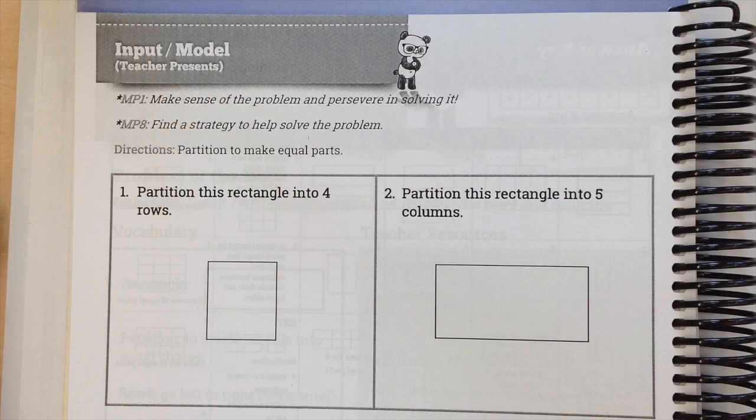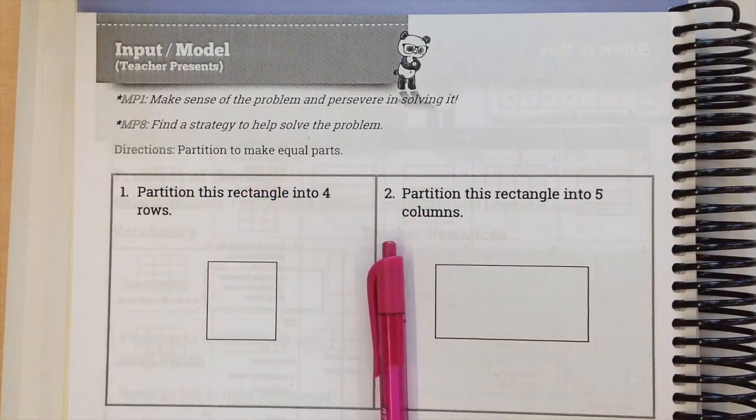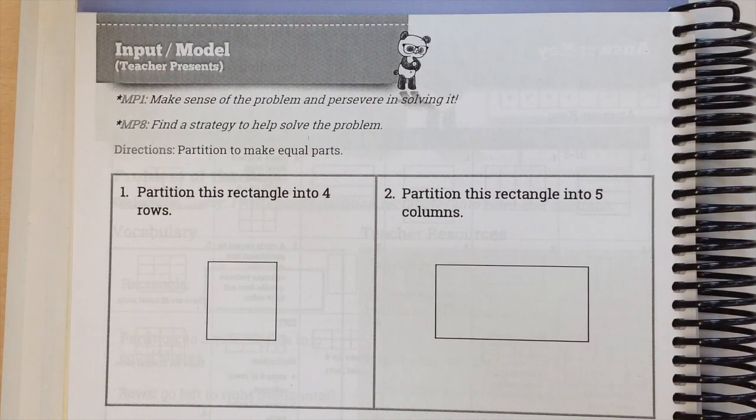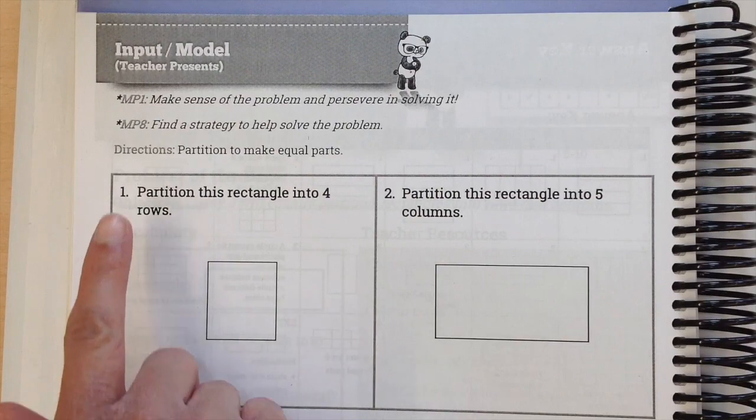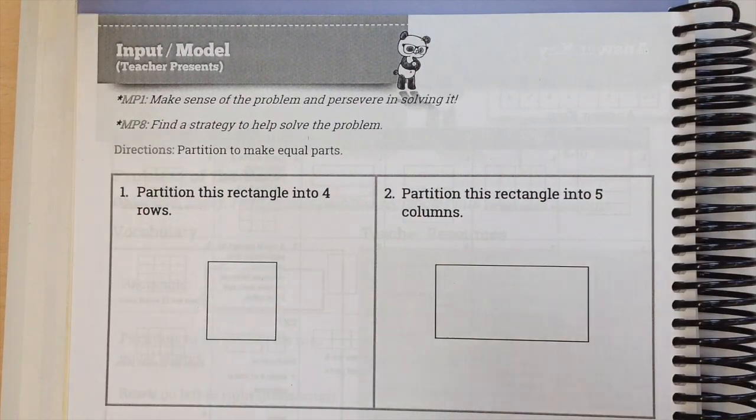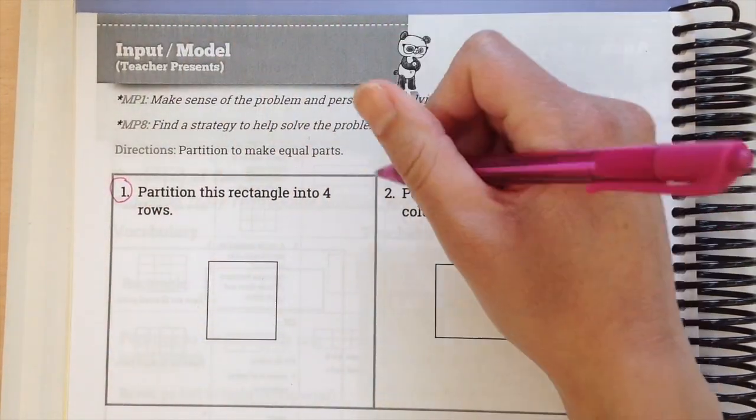So I've got two colors here. One color I'm going to use for columns and one color I'm going to use for rows. You can do that too if you have a couple of writing tools at home that are different colors. Otherwise, you can just do it with one color. So I'm going to model number 1 and I'm going to model number 2.